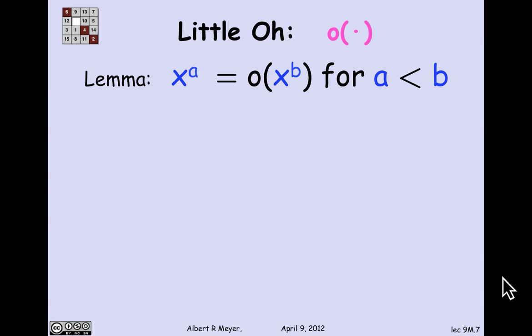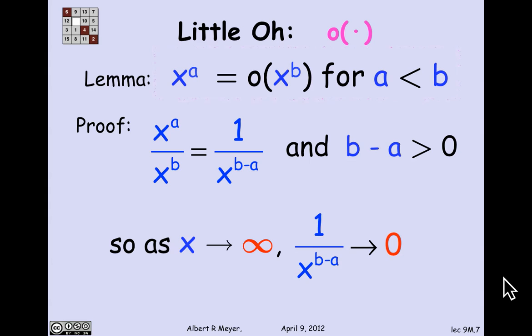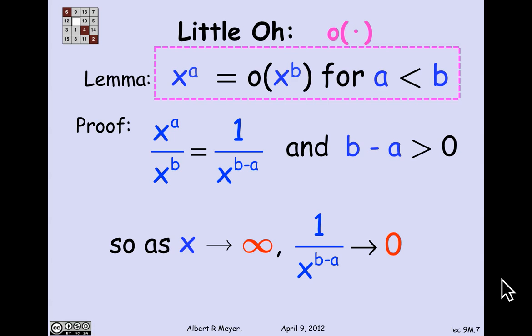The proof follows almost immediately from the definitions, because to prove that x to the a is little o of x to the b, we want to look at the quotient of x to the a over x to the b. But of course, that quotient is equal to 1 over x to the b minus a. And since a is less than b, b minus a is positive. So as x approaches infinity, the denominator, x to a positive power, also goes to infinity, and therefore 1 over x to that positive power goes to 0, which is the definition of x to the a being little o of x to the b.